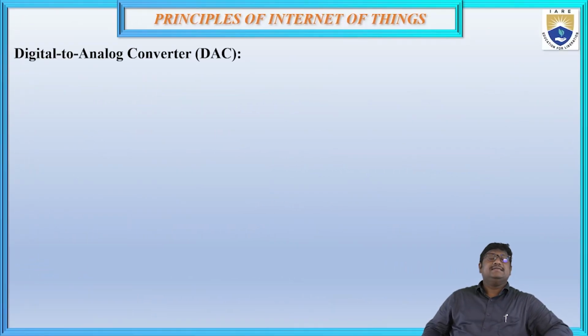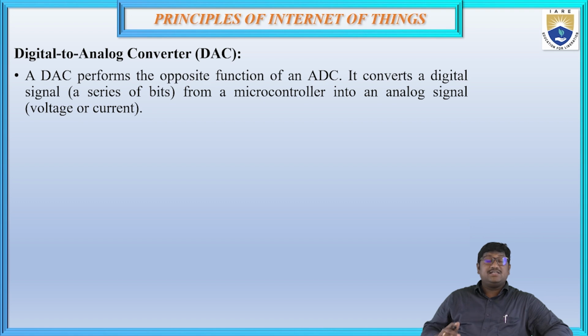And coming to DAC, digital to analog converter. A DAC performs the opposite function of an ADC. Why? Because the digital signal, zeros and ones, from the microcontroller is converted into an analog signal, with current, voltage, etc.